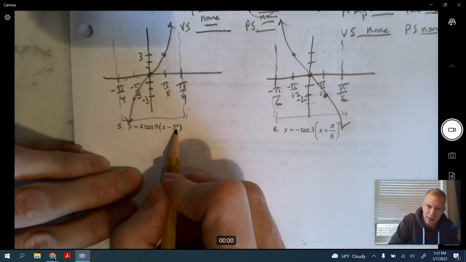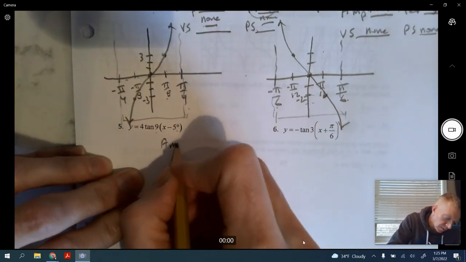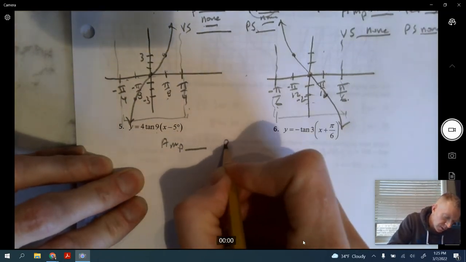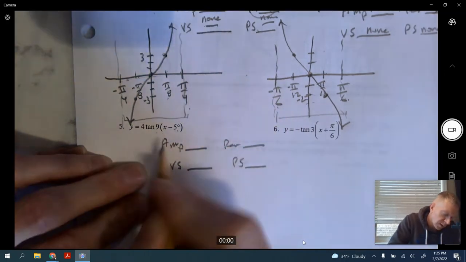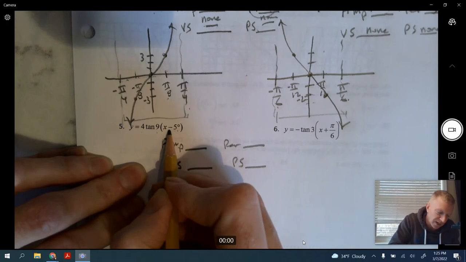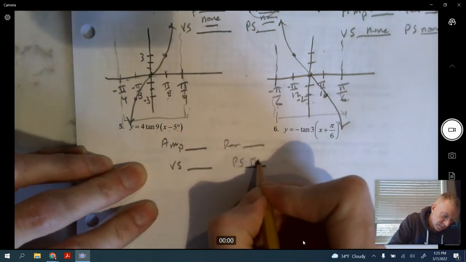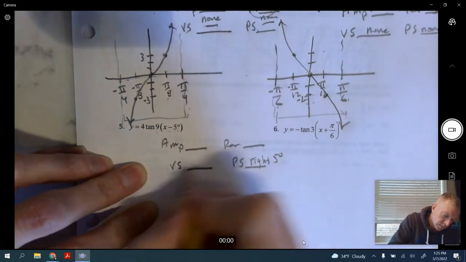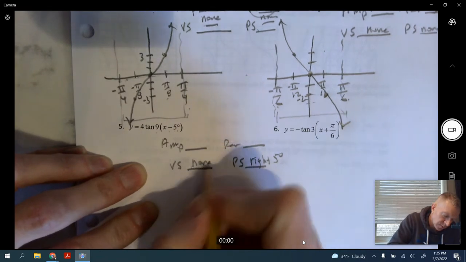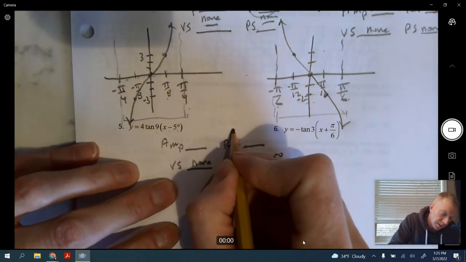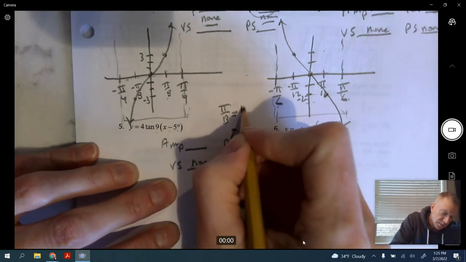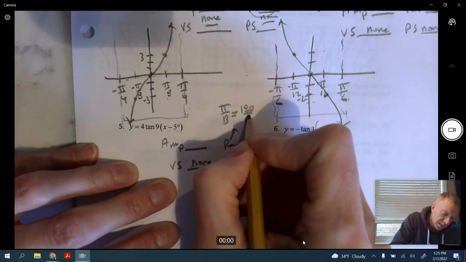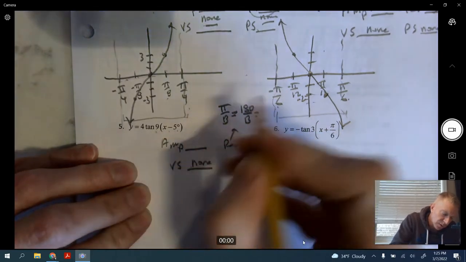Notice this one's in degrees. So we've got an amplitude, period, vertical shift, phase shift. There is a phase shift of right 5 degrees. There's no vertical shift. The period, normally the period is pi over b, but we're doing degrees, so it's going to be 180 over b. That's 180 over 9.